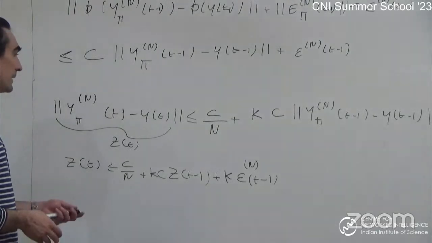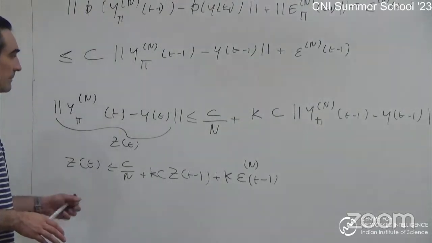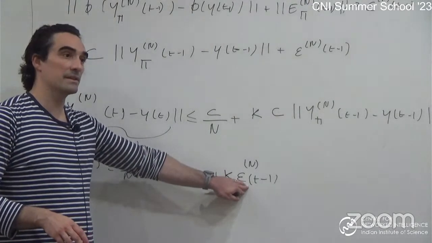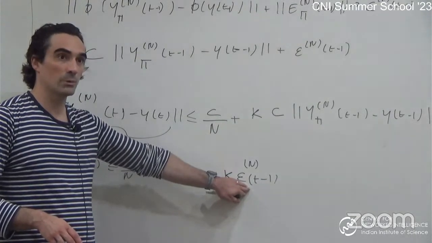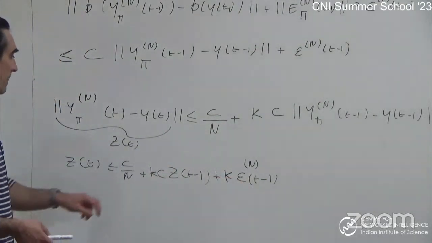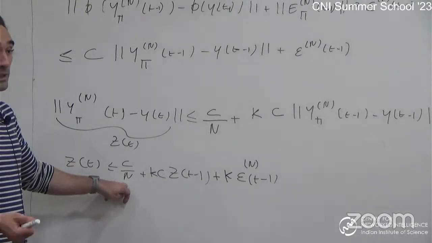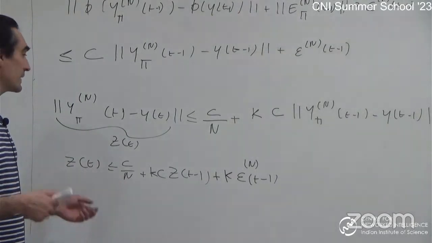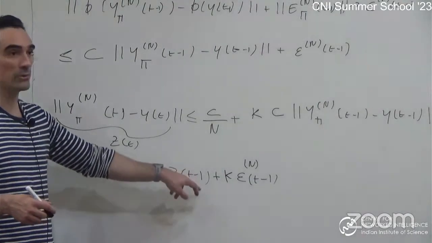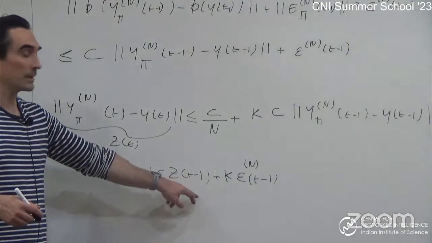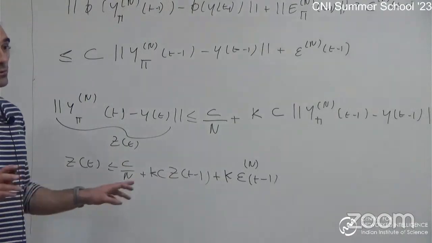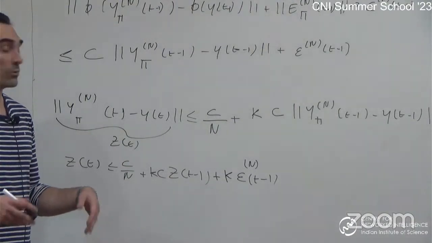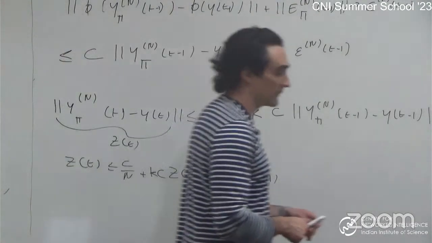And what you see is, imagine that I'm able to show in some sense that this is going to 0 when n goes to infinity. And just by an induction argument, you can say, let's assume that z of t minus 1 is going to 0. Then it means that z of t is also going to 0. But let's see how it handles the noise.